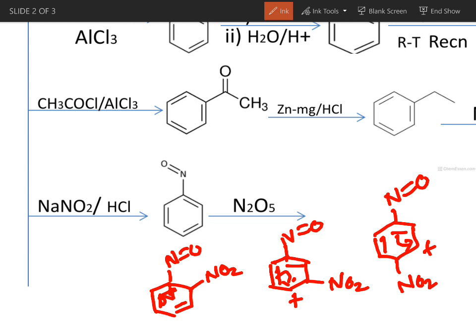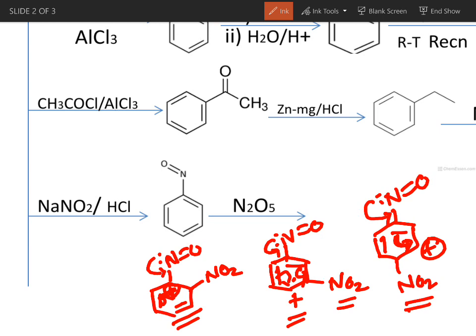Apart from this, in this case, the lone pair of nitrogen is also stabilizing this positive charge. Here also, the lone pair of electrons is stabilizing this positive charge. But in the meta isomer, the lone pair of nitrogen is not stabilizing this carbocation. Therefore, nitrosobenzene, NO, acts as an ortho or para directing group.